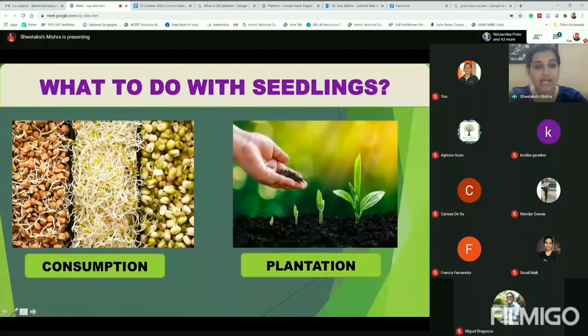Now, what to do once these seeds have been germinated? Either you can plant them, so they can be used for plantation purposes, or we can even consume them as sprouts or in some salads. So they are very nutritious because all the bio compounds are in an activated state at this time. So if they are activated, it can add to your nutritional values.